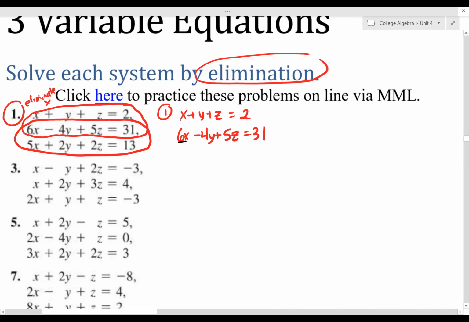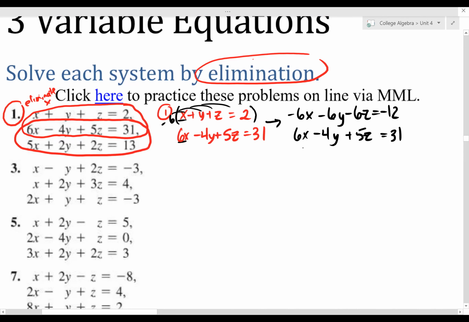And so I look at my coefficients, and I need to multiply the top row by a -6 because the bottom equation has a positive 6x, so I need opposite signs. So I'm going to rewrite and multiply -6 all the way through that equation. So -6x minus 6y minus 6z equals -12. And then I have positive 6x minus 4y plus 5z equals 31.